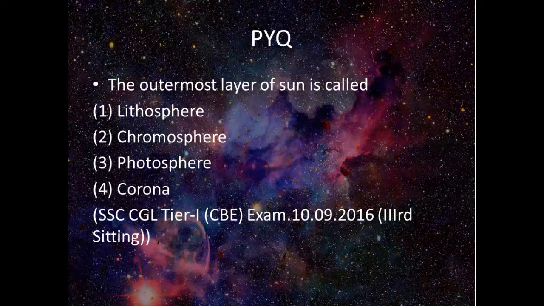One previous year question which has been asked, it is an easy one. Now you can answer it very easily. Outermost layer of the sun is called: lithosphere, chromosphere, photosphere, corona. Lithosphere is basically the outermost layer of Earth's surface. Chromosphere, photosphere, and corona are the layers of the sun, and the corona is the outermost layer of the sun.